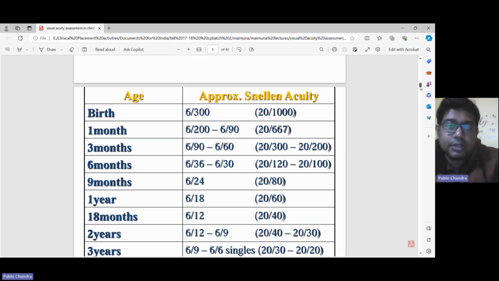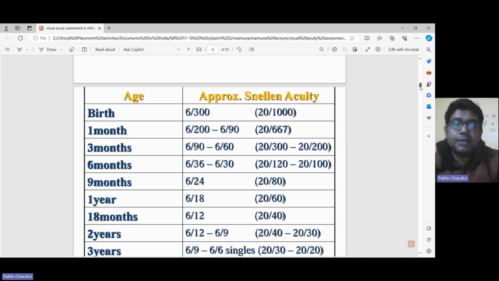So at birth, normal visual acuity is, as you can see here, 6 by 300, that is 20 by 200. Normally in one month the vision improves to 6 by 200 to 6 by 90. In another half, the visual acuity goes to 20 by 667. In the next 3 months the visual acuity goes to 6 by 90 to 6 by 60, that is 20 by 300 to 20 by 200.